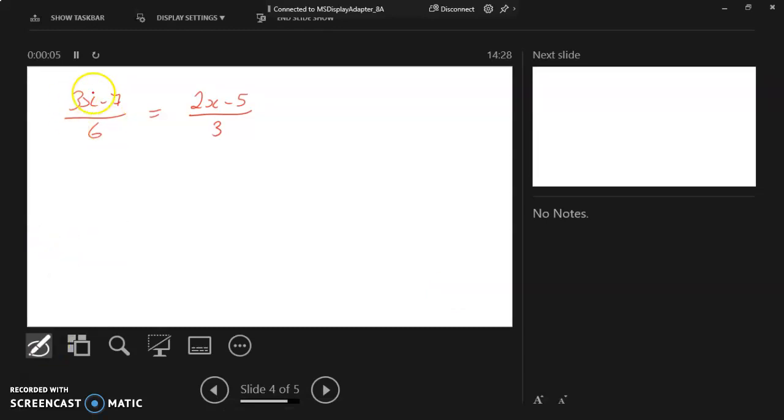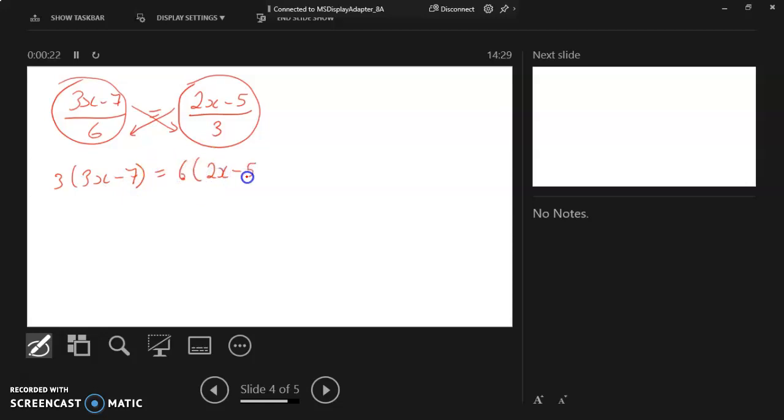So when we have one fraction equal to another complete fraction, we use the method of cross multiplication. So we have 3 times (3x minus 7) is equal to 6 times (2x minus 5). Then we simply multiply out our brackets.